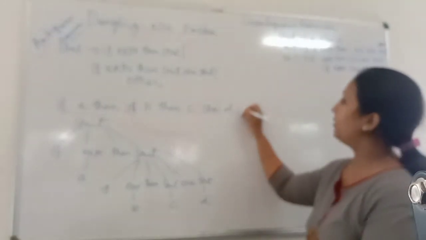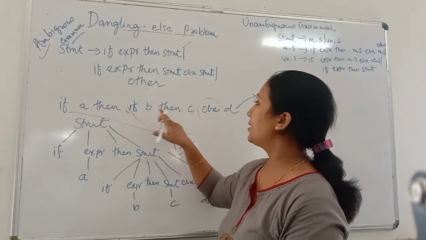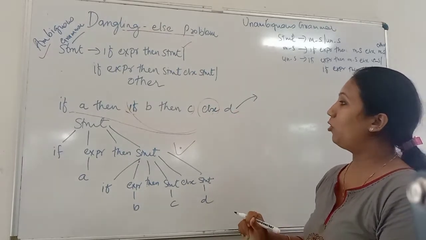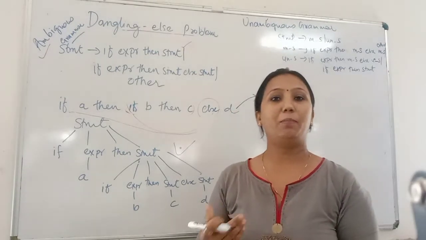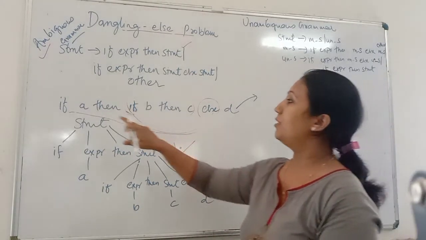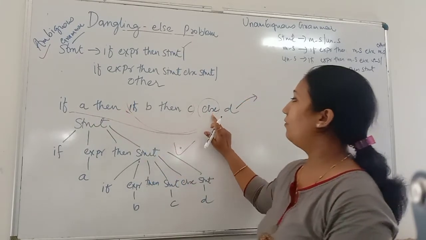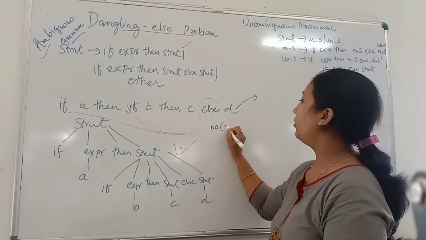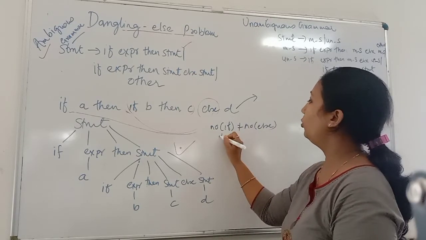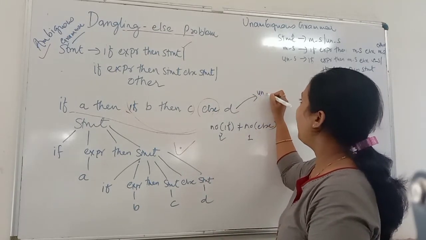For that let's consider the same string: if expression then statement else statement. This is a statement. Now we want to categorize this statement into either a match statement or an unmatched statement. So let's calculate the number of if and else. Over here we have 2 if and 1 else. So the number of if is not equal to the number of else, so this is my unmatched statement.